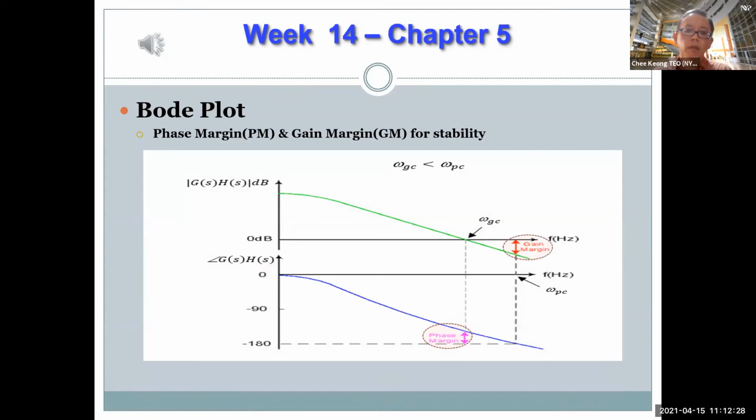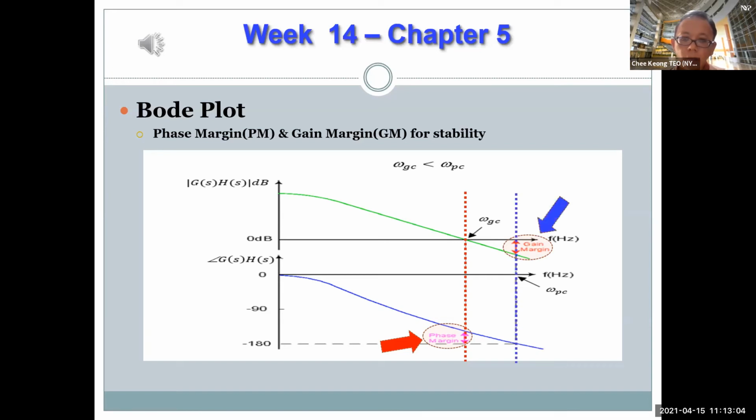Once the final plot for the magnitude and the phase are on the same semi-log paper and they are sharing the same frequency scale, we can now proceed to read the phase margin and gain margin. For reading the phase margin, we first identify the frequency, omega GC, at which the magnitude plot crosses 0 dB. Project omega GC downward until it cuts the phase plot. The distance from the value where it cuts the phase plot to minus 180 degrees will be the phase margin.